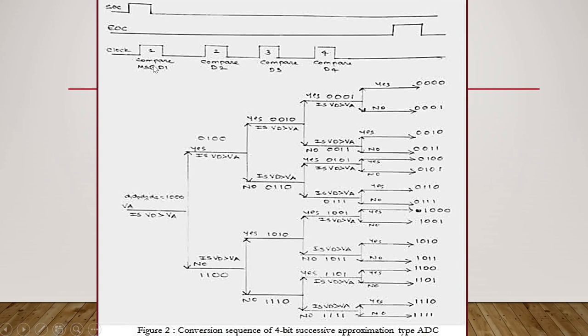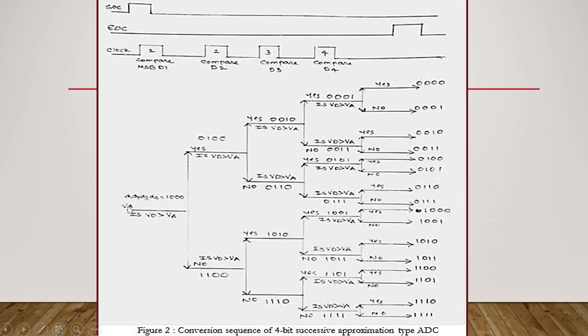So let us start. The first clock pulse compares the most significant bit D1. The second compares the next bit D2, the third compares D3, and the fourth compares D4. Now what happens? Initially when the start signal is high, the first clock pulse arrives. During the first clock pulse's low to high transition, your MSB bit D1 will go high. So it is 1 0 0 0, which means the analog equivalent of this is 8, right?